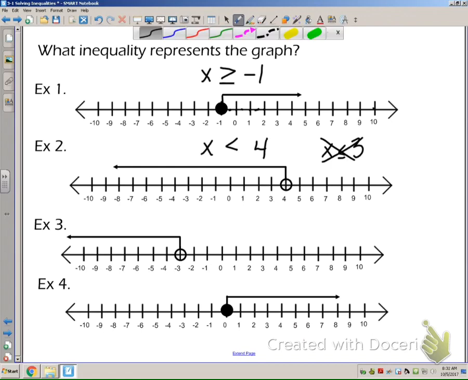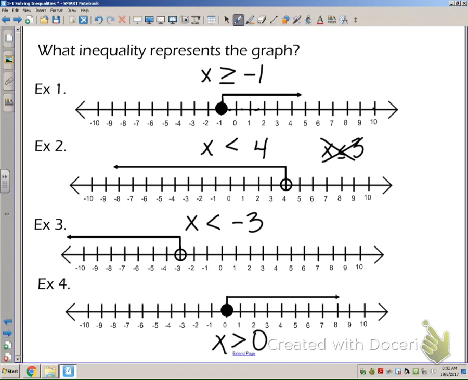Okay, let's look at the next one. Same type of problem. It's all of the values of x that are to the left of -3, and we know we're not including -3. So it's all the values of x less than -3. And this very last one, we're looking at values of x that are to the right. That means they're bigger than 0, and they could be equal to 0 because it's included. It's a filled-in circle.